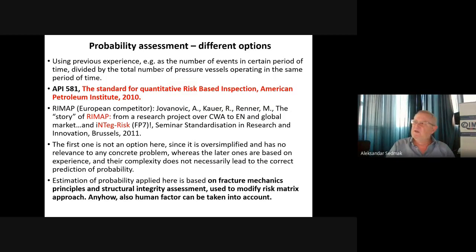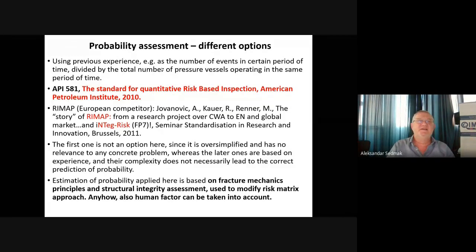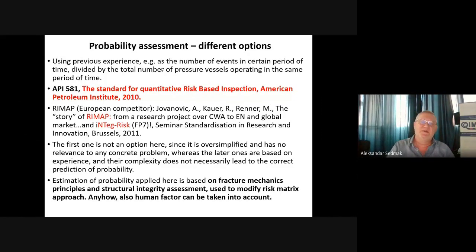So for the consequence, it is relatively simple in our case because it will typically be the highest one, but probability is really tricky. First of all, this previous experience, defined as number of events in a certain period of time divided by the total number of something, that's really useless in my opinion.